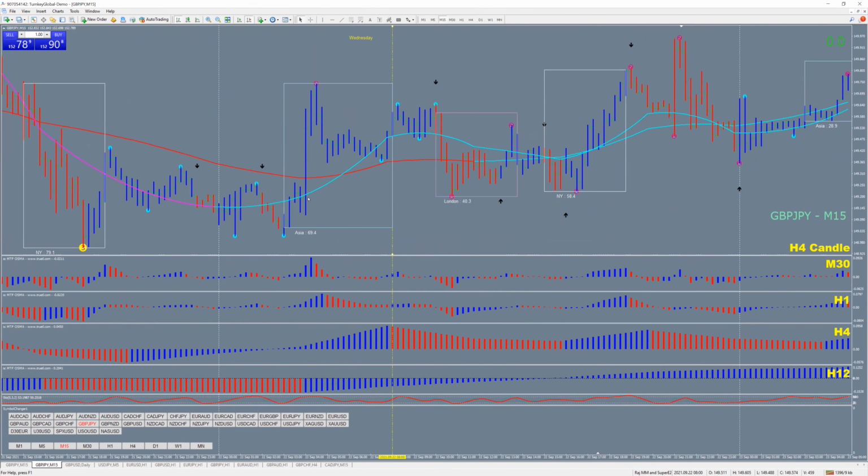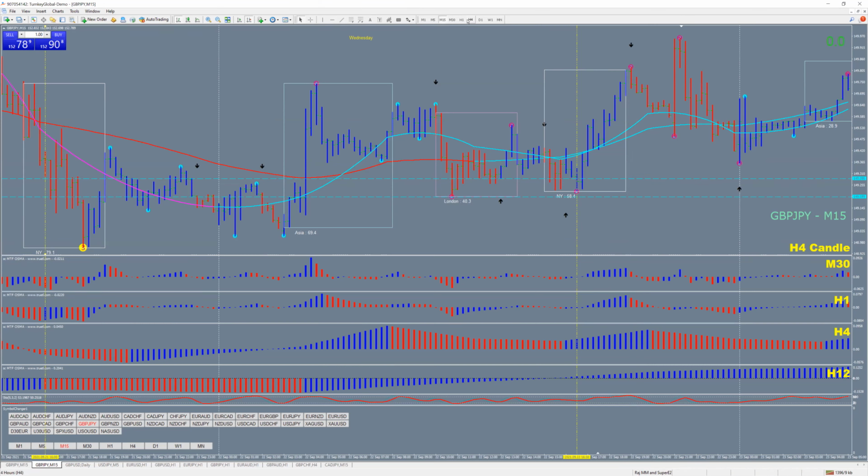Oh, I shouldn't have moved that. Let me leave that here. Let's use a new line. Somewhere here, that's my entry, right? Here's the entry. Here's my stop loss. And that's an 8 pip stop loss.